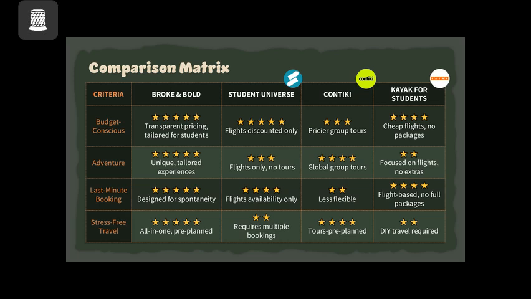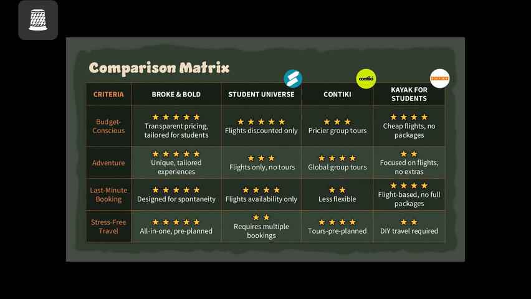Kontiki Tours, while offering adventurous group tours, is still less appealing to students looking for flexibility, as their pre planned, structured itineraries don't really accommodate spontaneous travel. And finally, Kayak for Students, they're another flight focused platform, providing budget friendly options with no support for creating a full travel experience, leaving much of the planning burden on the traveler.